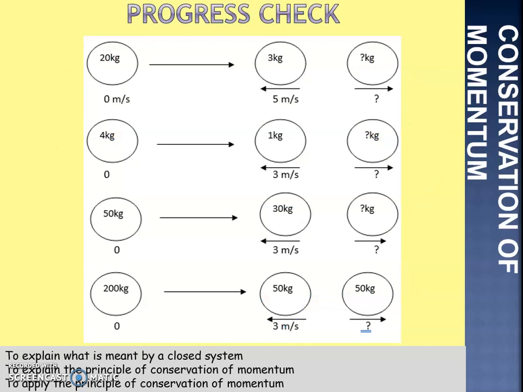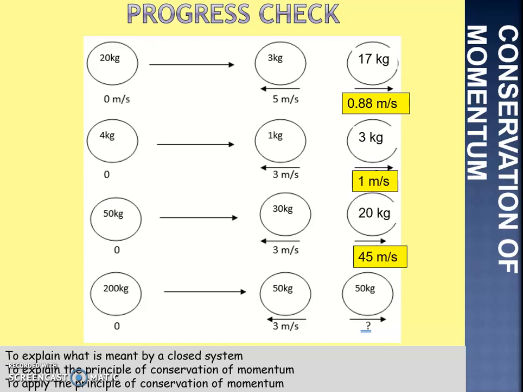Okay, could you answer the missing values on here? Work out the final velocities. Okay, so for the first one, it would end up with a mass of 17 and a velocity of 0.88. Second one, a mass of 3 and a velocity of 1. Third one, a mass of 20 and a velocity of 45. And the fourth one, a mass of 150 and a velocity of 1.